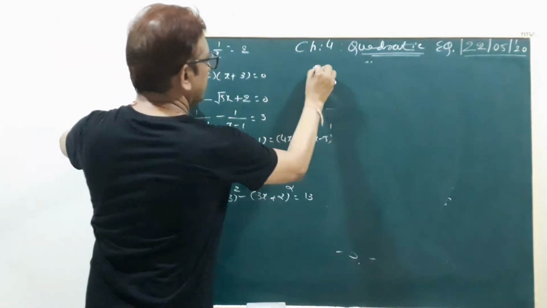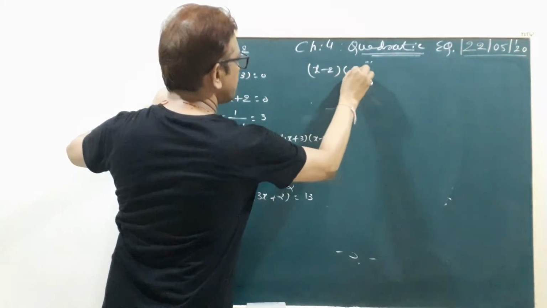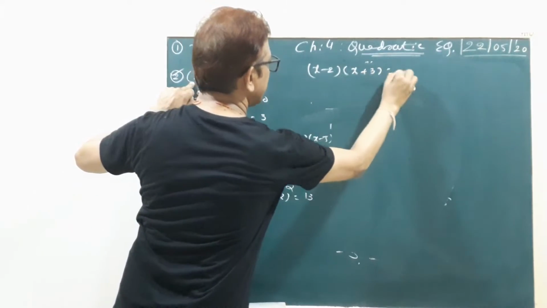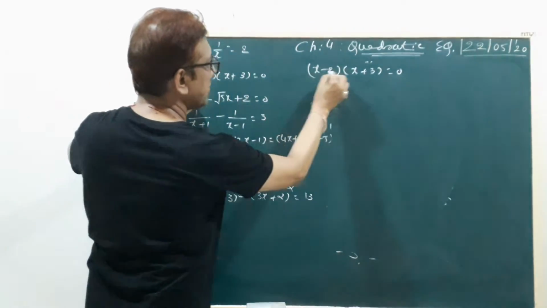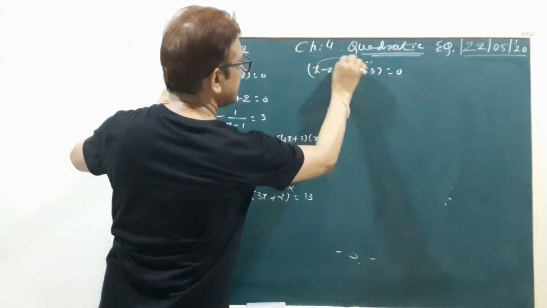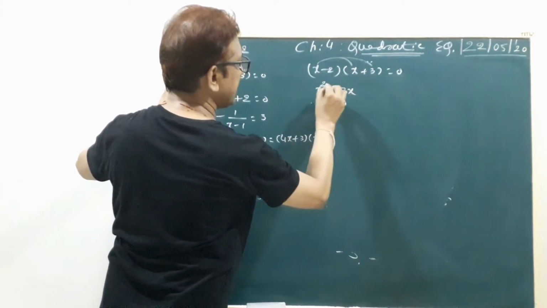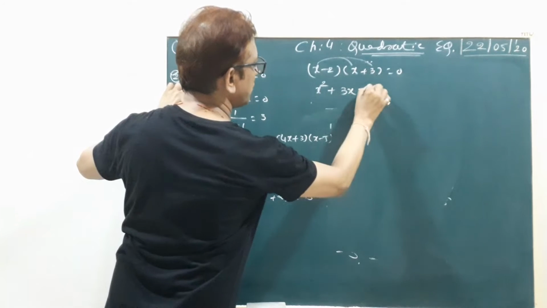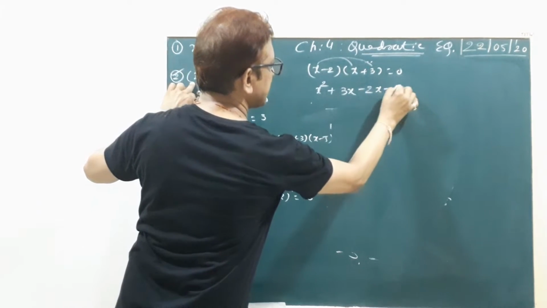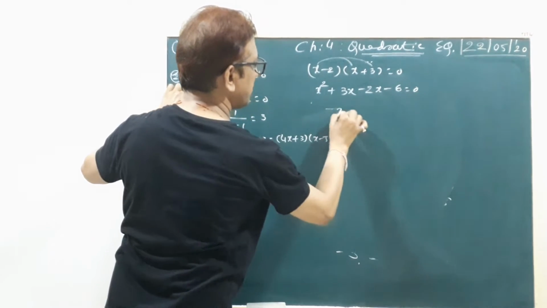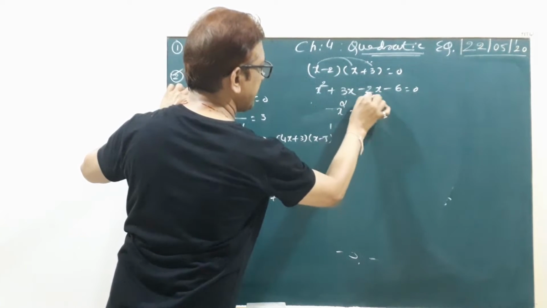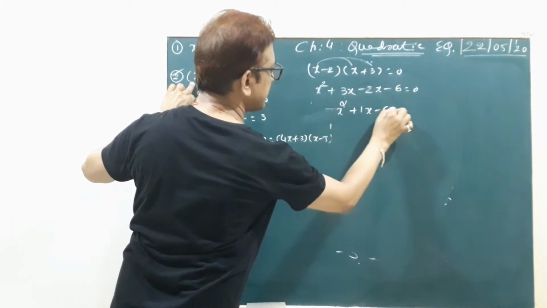This one: (x - 2)(x + 3) = 0. Now open the bracket. x multiplied by this x gives x square; x into 3 is 3x. Now minus 2 multiplied by this: minus 2x and minus 6 equals 0. So x square, 3 minus 2 is 1x, minus 6 equals 0.